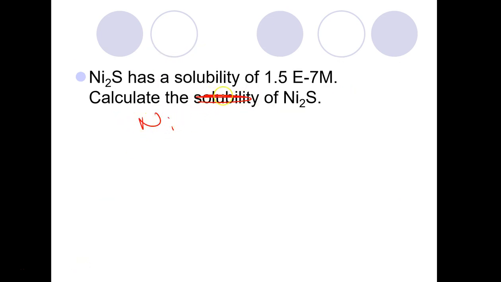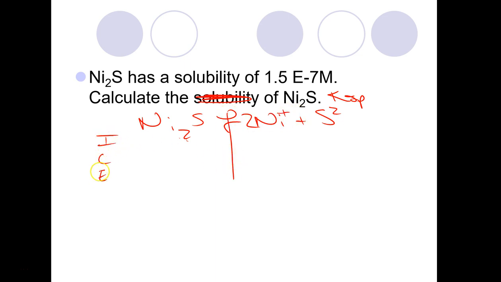Ni2S, not the solubility. You want to calculate the Ksp. Ni2S goes to Ni+ and S2-, and there are 2 of those Ni's. Set up your ice table. Big X. This starts out at 0. This starts out at 0. This is going to gain 2x. This is going to gain x.